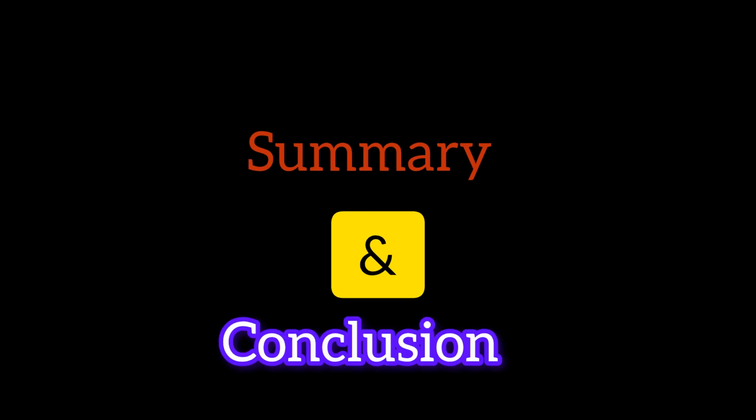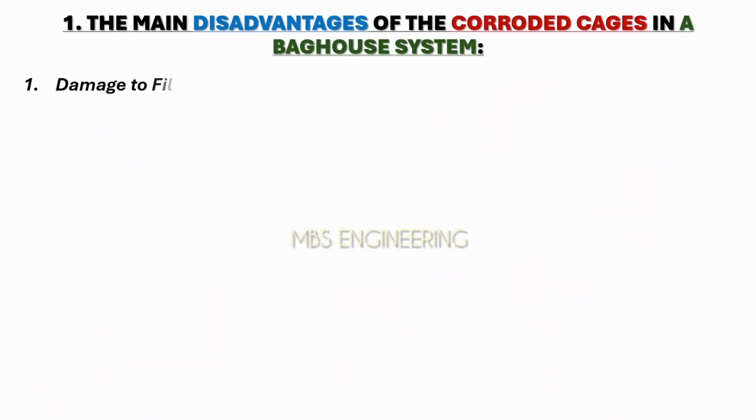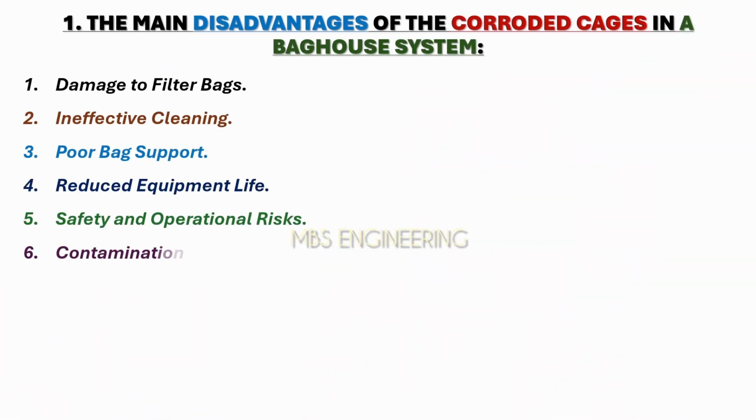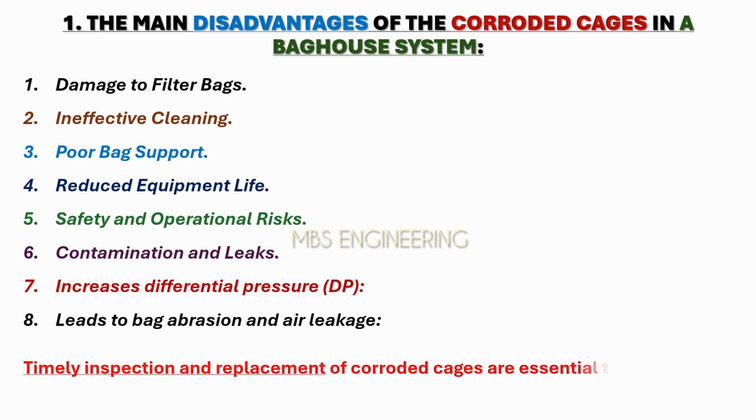The summary and conclusion of this tutorial are: corroded cages reduce bag life, increase power consumption, and shorten the overall lifespan of your baghouse system. Therefore, timely inspection, cleaning, and replacement of corroded cages are essential to ensure stable operation, cleaner emissions, and longer equipment life.